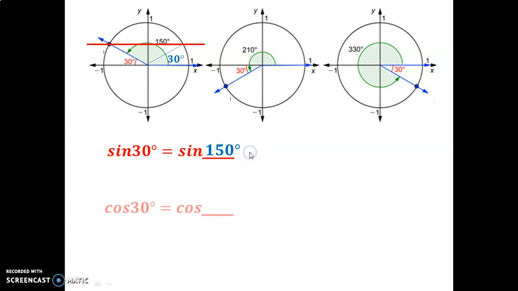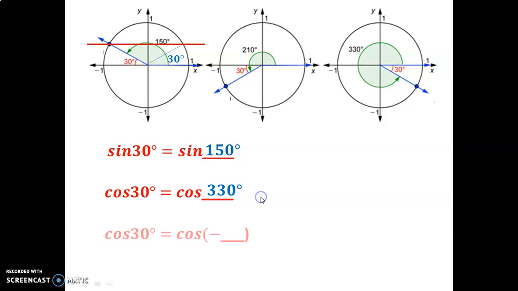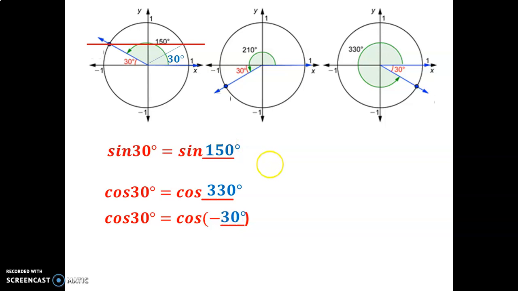Let's look at this next one. Cosine of 30 would equal cosine of what angle? Okay, maybe you got 330. We'll take a look at why in just a moment. Final one: cosine of 30 equals cosine of what negative angle? And remember, when we spin a negative angle, we don't go this way, we go the other way. Well, hopefully you got negative 30 degrees there. Let's take a look why.